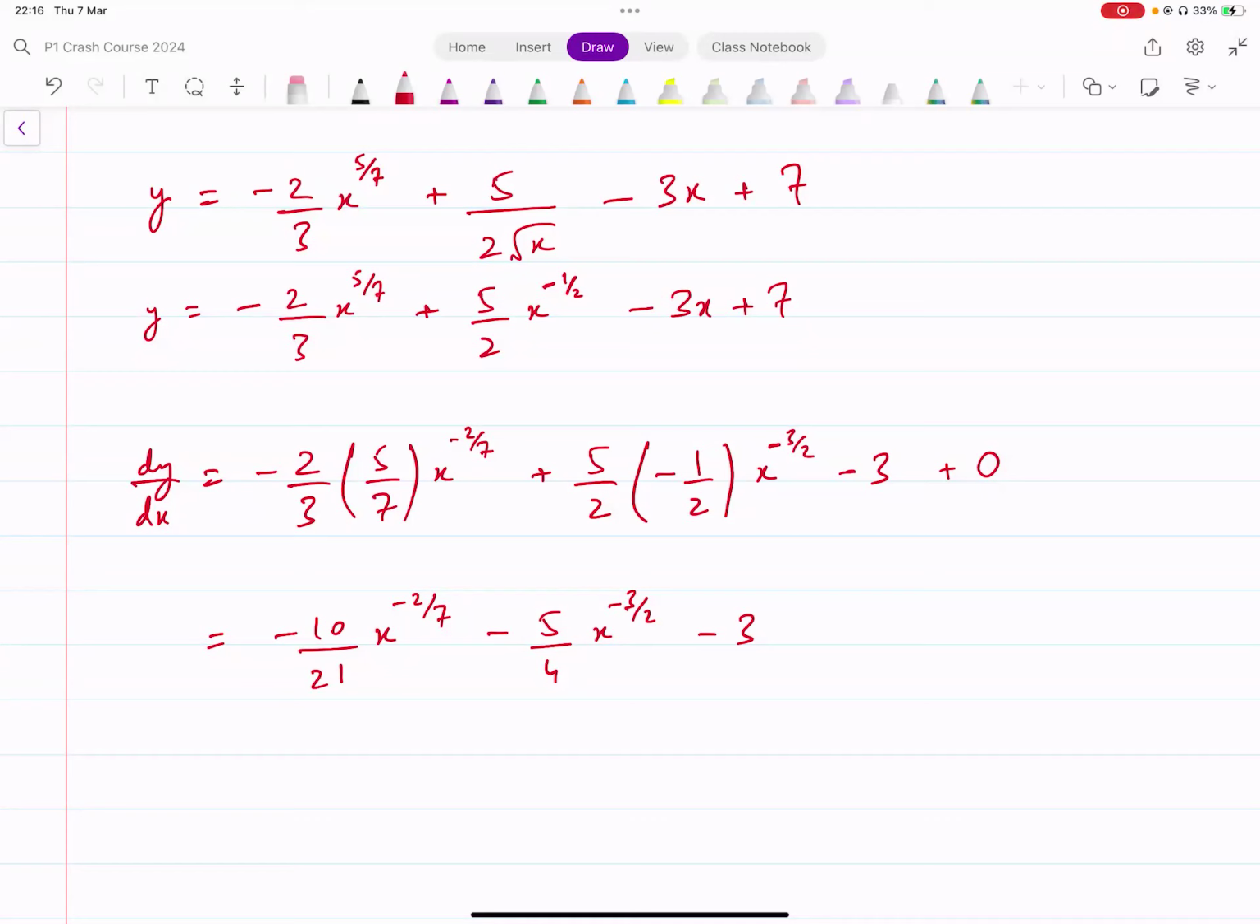Sir, yes, Abdullah. Sir, won't we add plus c at the end? No, that's for integration. We don't have to do that in differentiation. Okay, sir. That happens in integration.